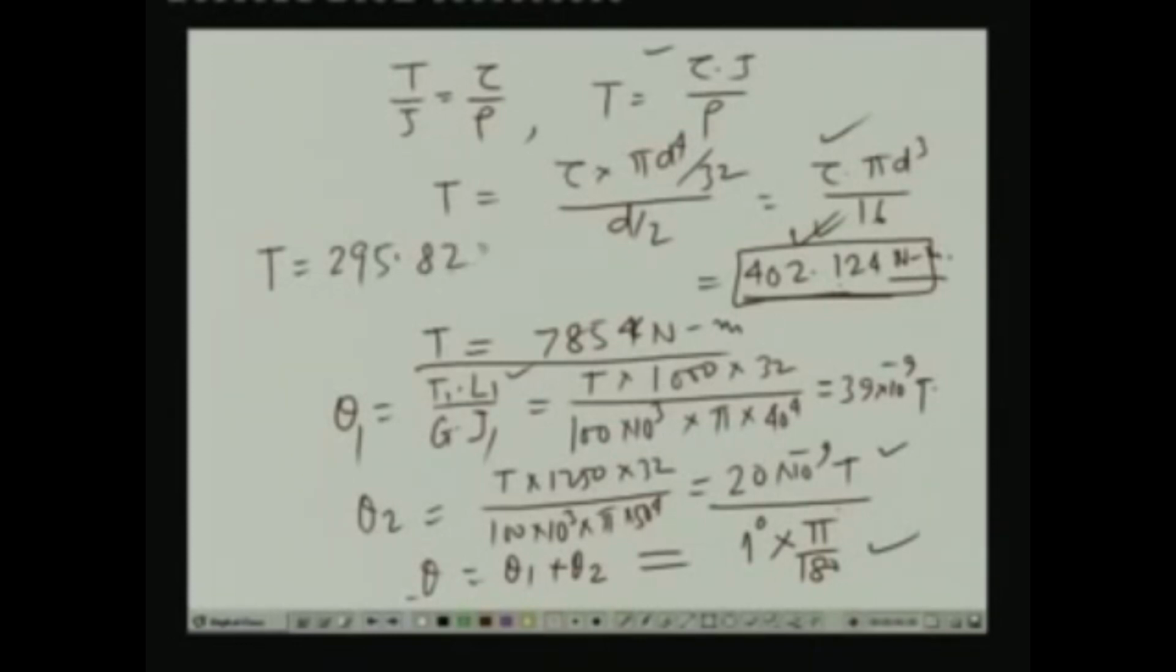295.82 Newton meter. Now as you can see, we have three values of the twisting moment. Two are from the stress criteria, and we have another one from the rotational twisting angle criteria. So this being the smallest, this will be the guiding twisting moment, so that it can satisfy both the criteria of the stress as well as the twisting angle. So the minimum value of the twisting moment will be the governing moment in this particular case.